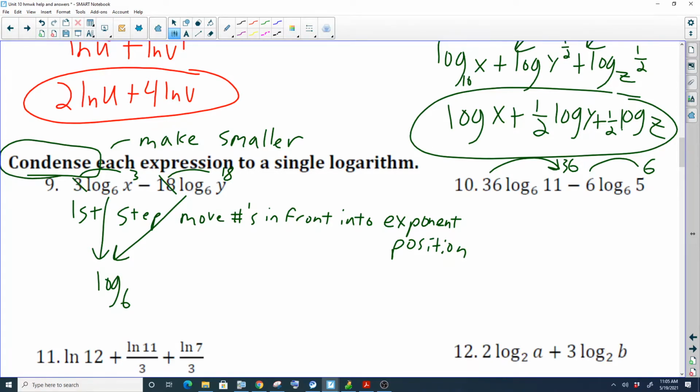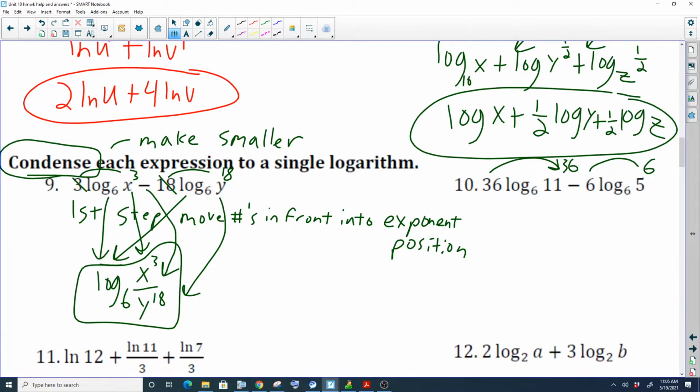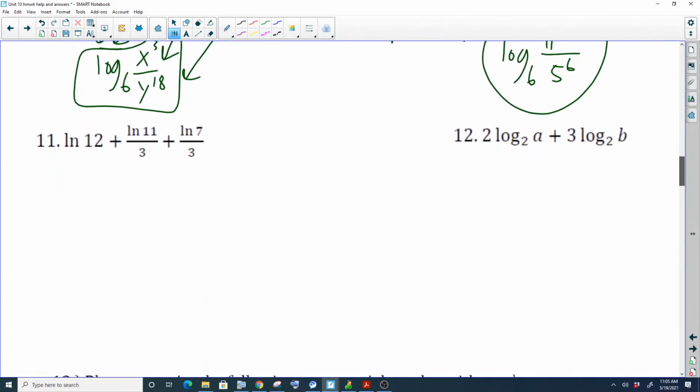So then we bring down our x to the 3rd power now. And then what does subtraction become when we're condensing, going back the other way? Division. And then we'll bring down our y to the 18th power. And that's it! So make sure you do only 1 log. I know students sometimes do 2 logs and get that wrong. So just do 1 log, because remember we're condensing to 1 log, so log base 6. And then we're going to have 11 to the 36 divided by 5 to the 6, because our exponents went into the front. See, easy peasy lemon squeezy.